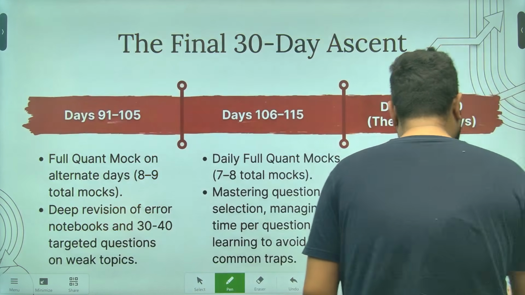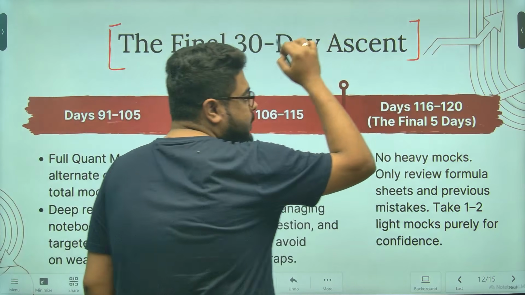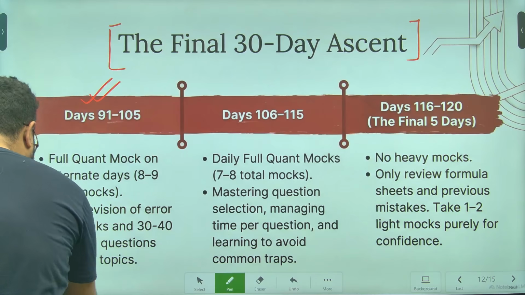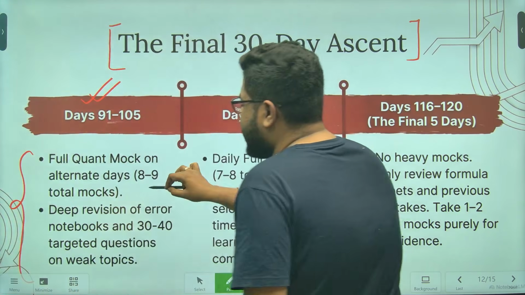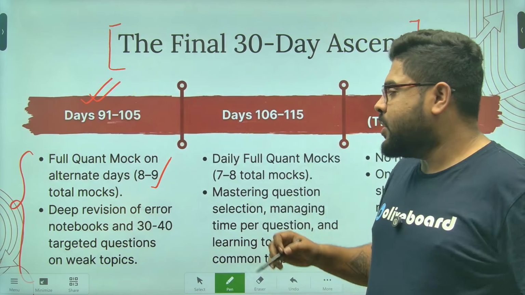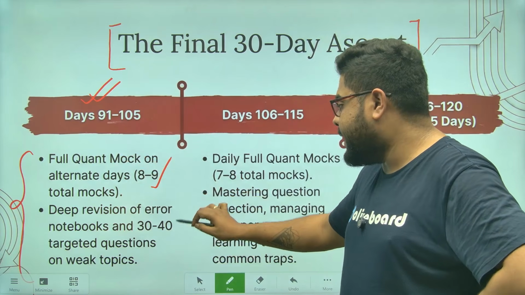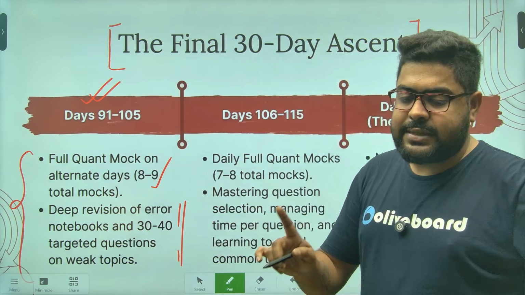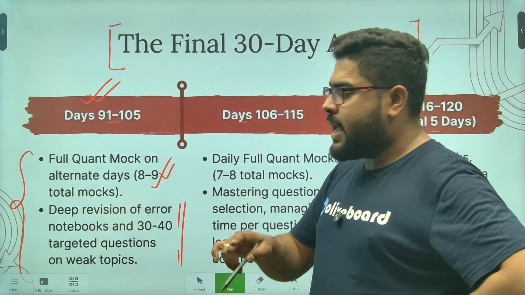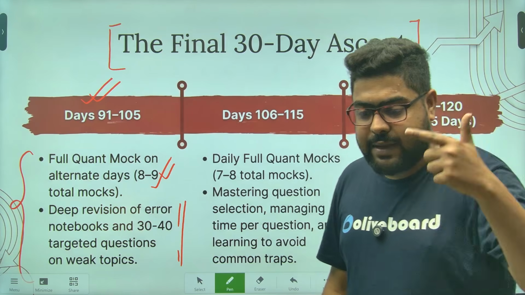Now, you see the final 30 days, the final stretch that I was talking about, the intensification period. In days 91 to 105, meaning these 15 days, alternate days you will take full quant mocks, meaning full mocks of which quant will be a part. Every mock, then next day analysis, and deep revisions. Deep revisions are very, very important. Every mock, when you do the analysis, you will figure out your weak areas, and do revision based on those chapters. Very, very important.